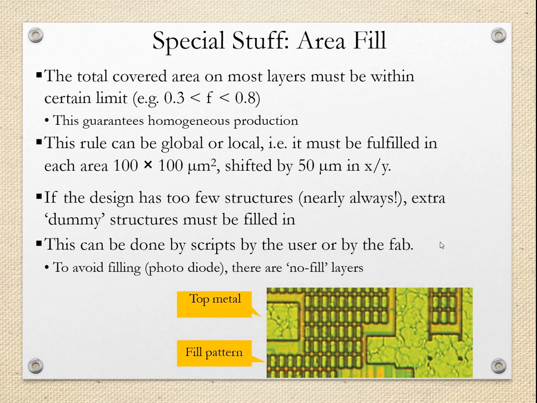Then the special stuff, area fill. The total coverage area on most layers must be within certain limits, and this guarantees homogeneous production. So this rule can be global or local, that is, it must be fulfilled in each area of 100 by 100 micrometer square. If the design has too few structures, extra dummy structures must be filled in, and this can be done by the user or by the fabricator. To avoid the filling, for example over a photodiode, there are no-fill layers.